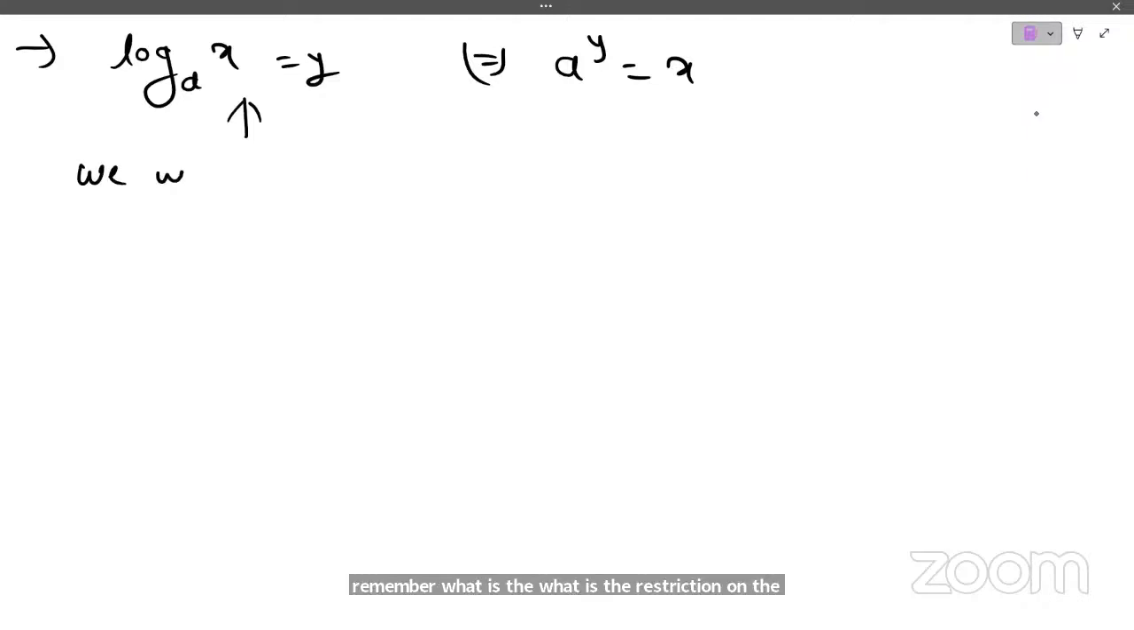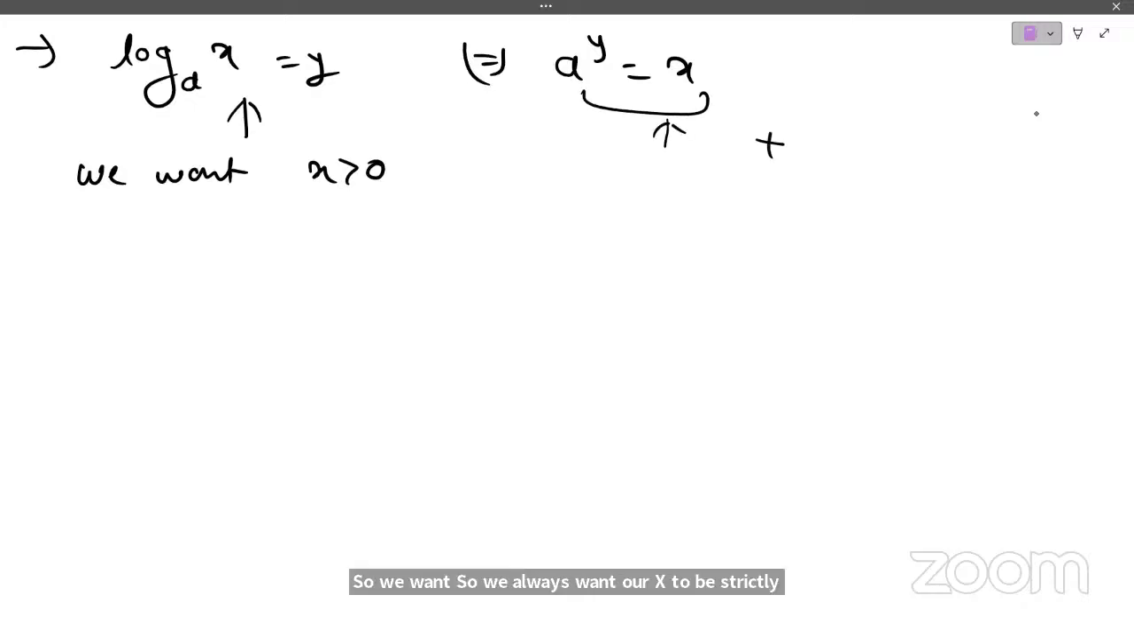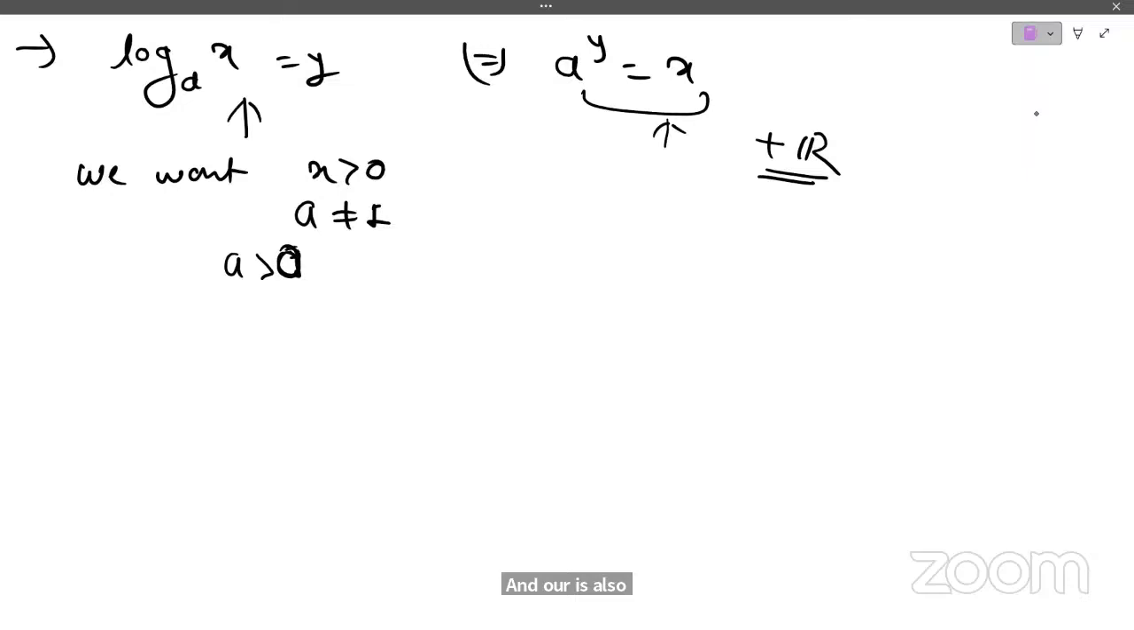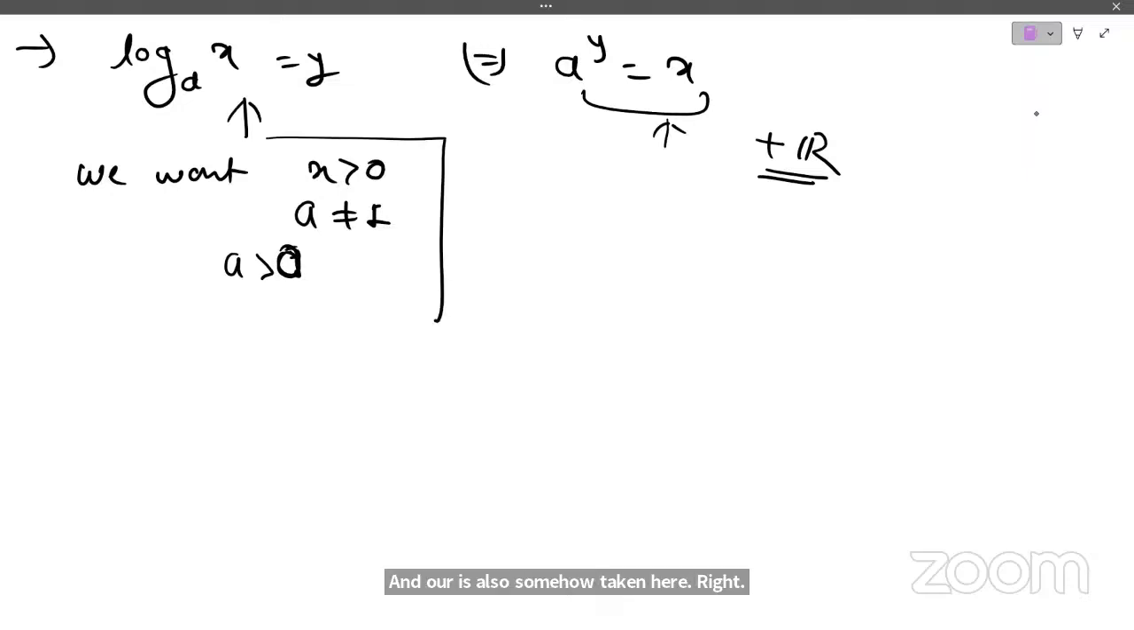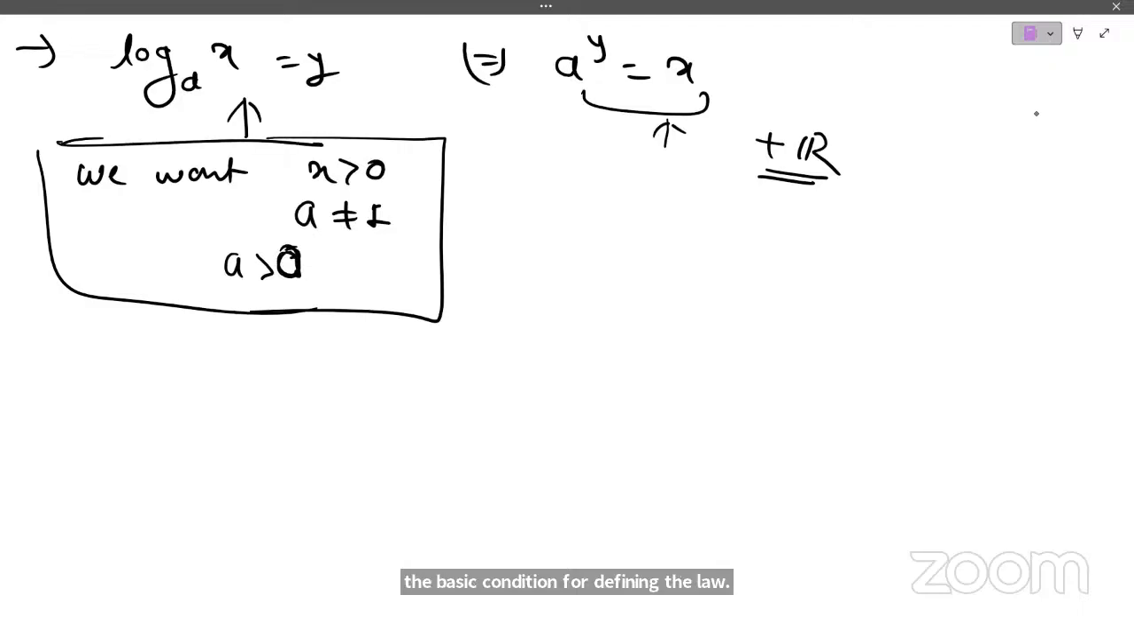We always want x to be strictly greater than 0, because you can observe that the range of the exponential function is always positive real numbers. That's why we want x to be strictly greater than 0. And also we want a to not equal 1, and a is also strictly greater than 0, right? So this is the basic condition for defining the log. Only then will log base a of x be defined.